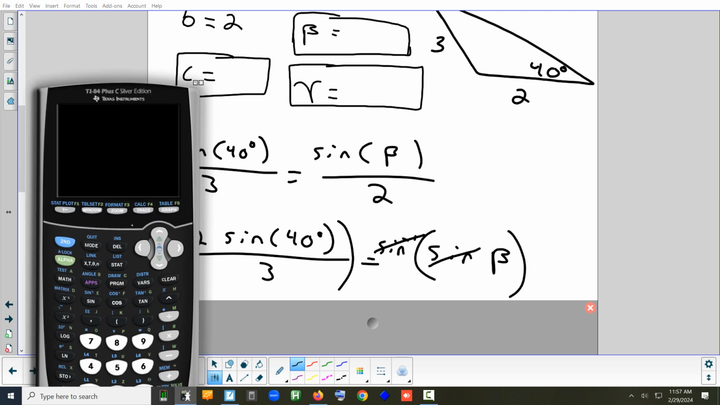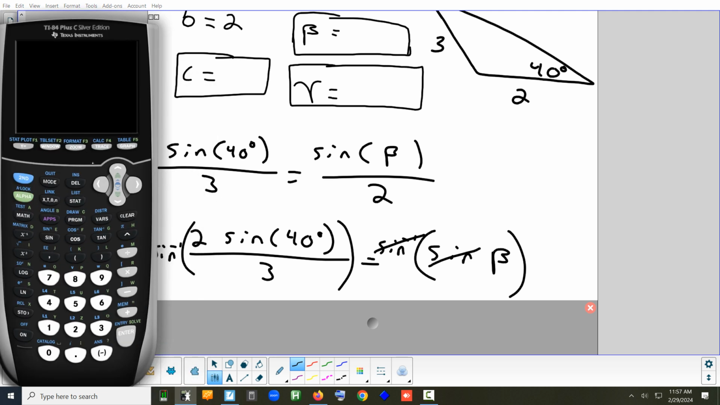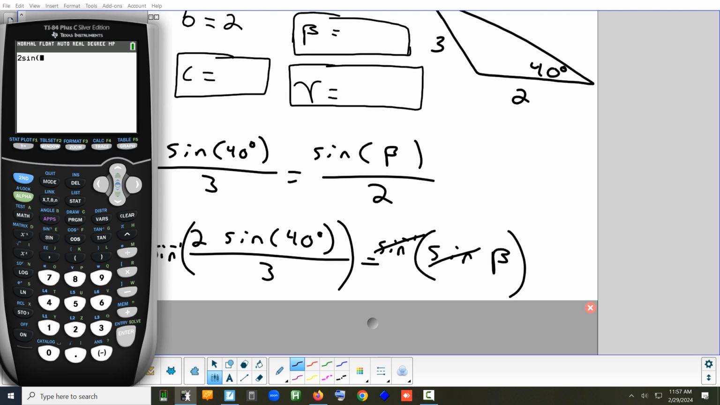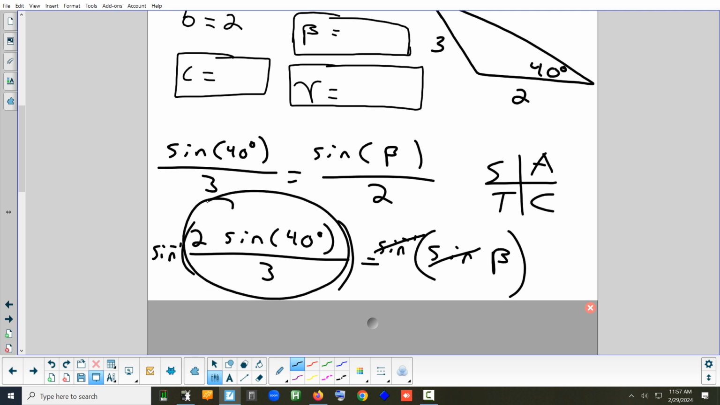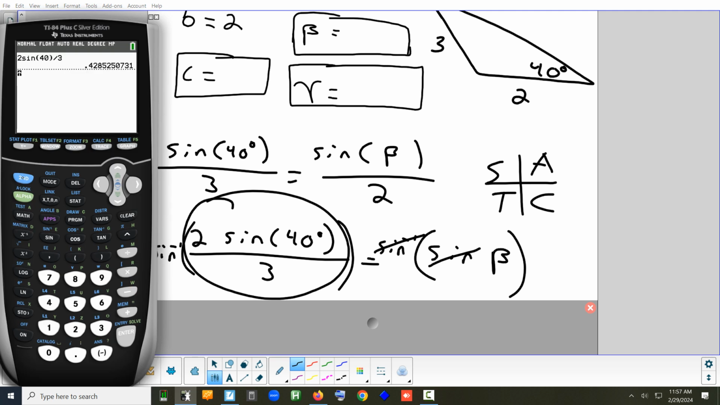Now, I just want to type in 2 sine 40 divided by 3. I just want to see what that is. Well, it's not bigger than 1 or smaller than -1, so that's good. But what kind of number is it? It's a positive number. Okay, so keep that in mind. We originally had sine equal to a positive number. So let's do the inverse sine of that.